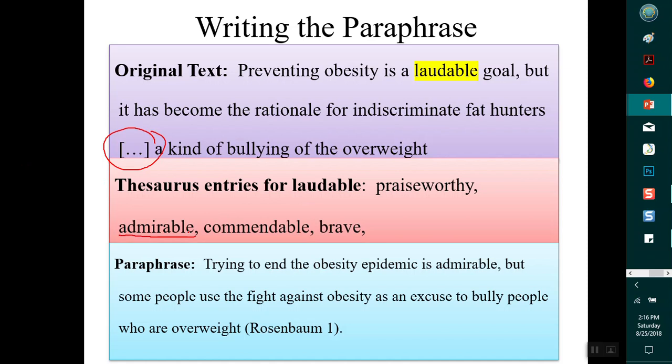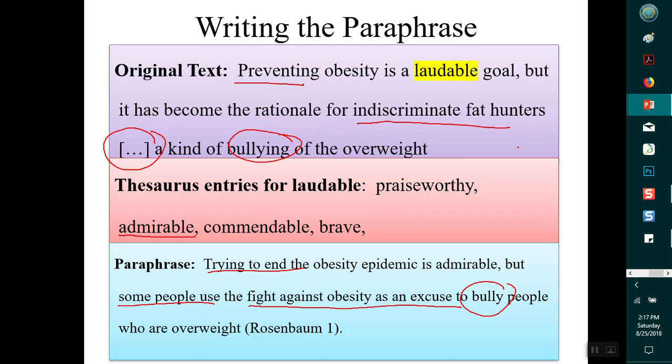So here's my paraphrase. Trying to end the obesity epidemic is admirable, but some people use the fight against obesity as an excuse to bully people who are overweight. So you've noticed here that I use a few words that are similar. We have bullying and we have bully because that word can't really be changed. But instead of preventing, I have trying to end. Instead of indiscriminate fat hunters, I have some people who use the fight against obesity as an excuse instead of rationale.